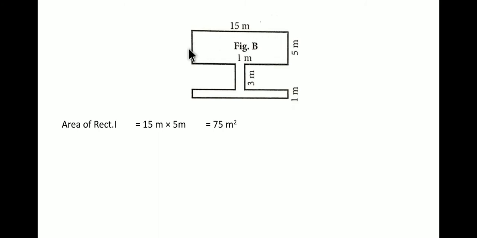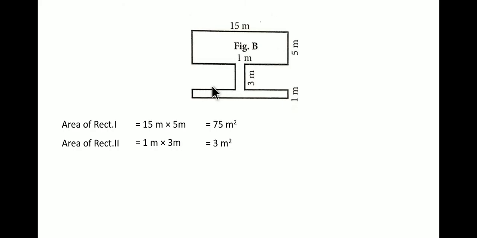So this is the area of the first rectangle. The second rectangle is this one. This gap, from here to here, is 1 meter, which will be taken as the breadth. 3 meters is the length. So the area of rectangle 2 is equal to 1 meter into 3 meters. When you multiply 1 with 3, you'll get 3 meter squared. That is the area of this small rectangle.